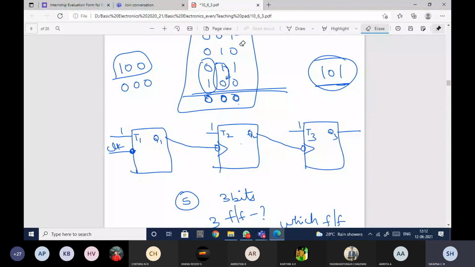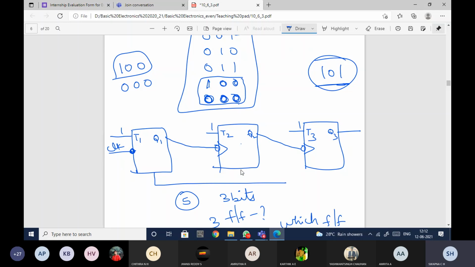Yes or no? After the last state, 100, what is happening here? Now you just concentrate on these two. What is happening? Whenever I get 100, after 100, the outputs of the flip-flops, Q1, Q2, and Q3, are becoming 0. It means that the flip-flops should be cleared. So for clearing, what is the option I have?